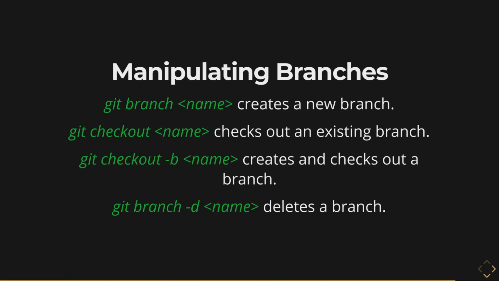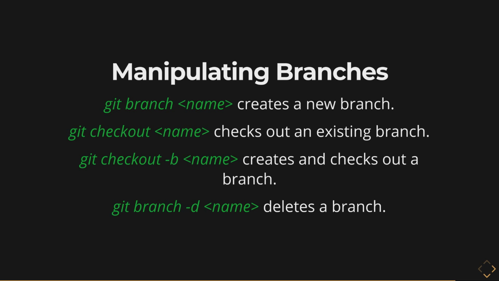How do we manipulate branches? This is probably something you know already. If you run git branch with a name, it'll create a new branch. In order to check out the branch, you use git checkout and the name of the branch you want to check out. It's also possible to combine these two, as in to both create a branch and check it out at the same time.